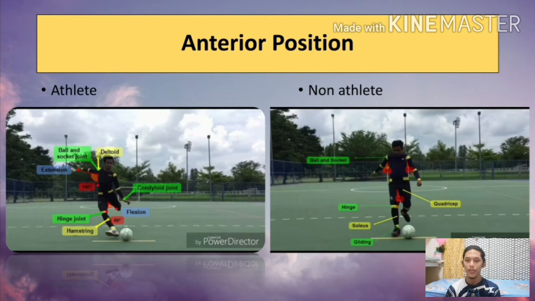the ball. So the muscles involved in this position are soleus, deltoid, hamstring, and quadriceps, while the joints involved in this position are gliding joint, condyloid joint, hinge joint, and ball and socket. So the position of the athlete is more focused on the angle of the goal post to give more power, while the non-athlete is more focused on the center of the goal post.